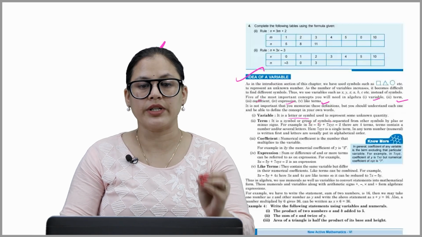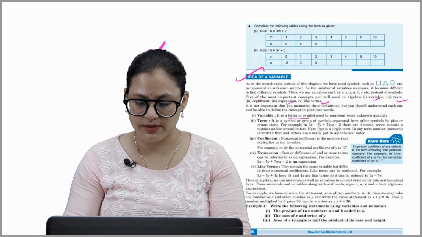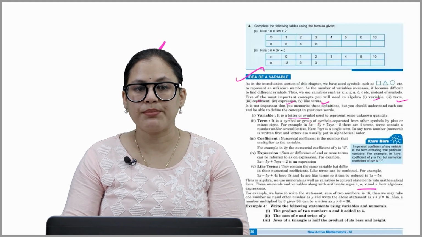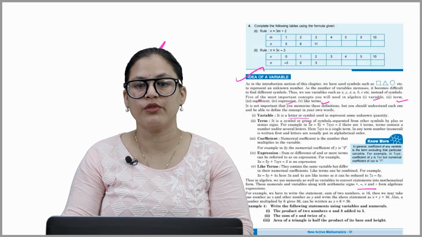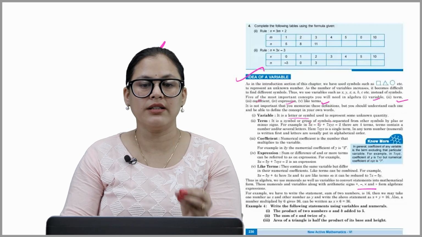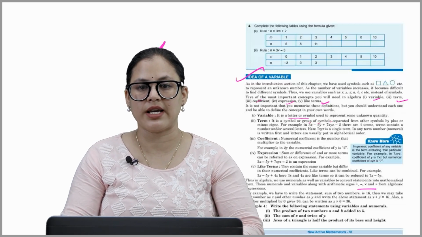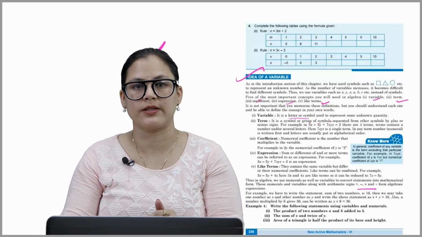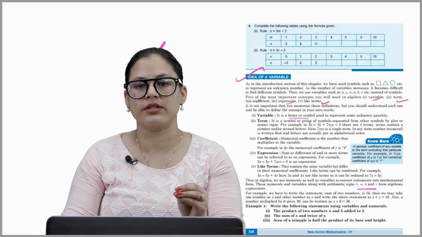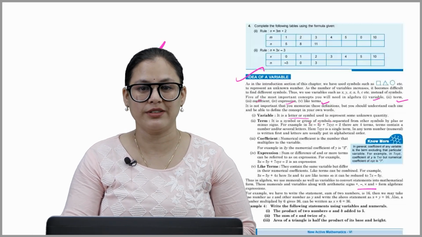These numerals and variables along with arithmetic signs form an algebraic expression. For example, if we have to write the statement sum of two numbers is 16, then we may take one number as x and the other number as y and write the statement as x plus y is equal to 16. Also, a number multiplied by 6 gives 36 can be written as x into 6 is equal to 36.